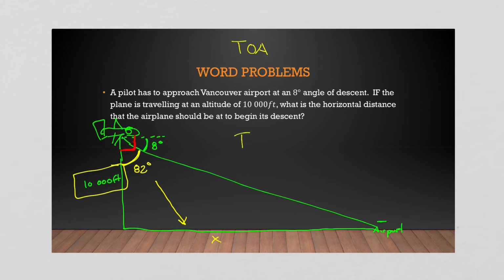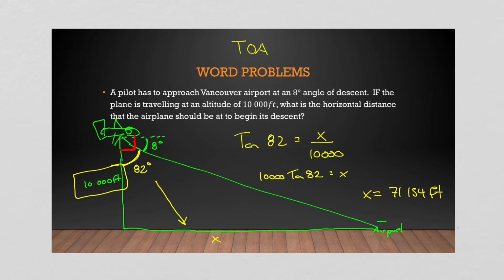So tan of 82 degrees is equal to x over 10,000. So 10,000 times tan of 82 is equal to x, which means my horizontal distance is 71,154 feet away. So when you are that far away horizontally, start your descent at 8 degrees, or 8 degrees of depression, and you will arrive at the airport on time.